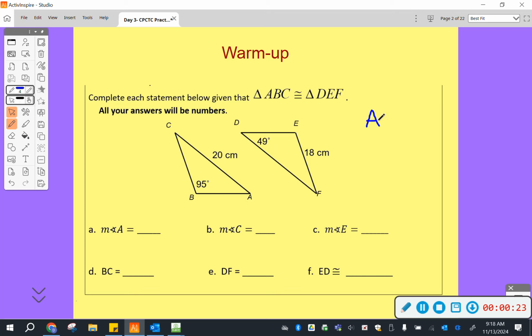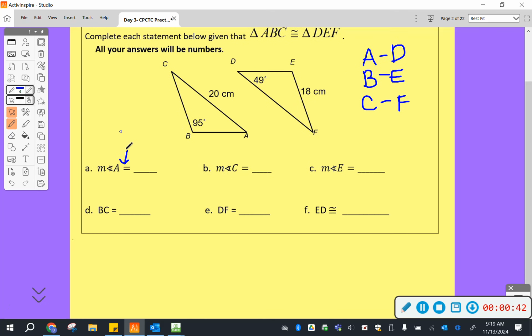I'm going to do ABC is congruent to what? BC. What? DEF. All right, now for angle A, what do we see right here with angle A? And an equal sign means to do what? An equal sign means your answer needs to be a number.